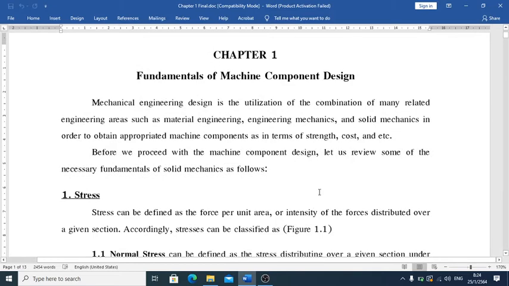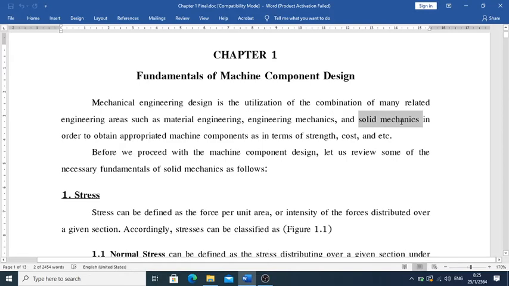I'm going to go for chapter one. It's going to talk about the fundamentals of machine component design, which I mentioned earlier today when I covered the course syllabus. It will be a utilization of the combination of things you studied in year one and year two, combining the material engineering design course, engineering mechanics, and solid mechanics.